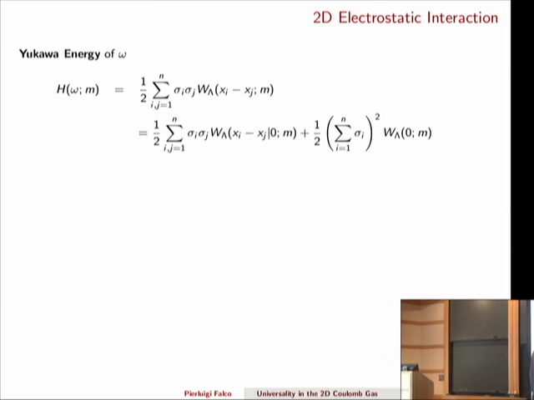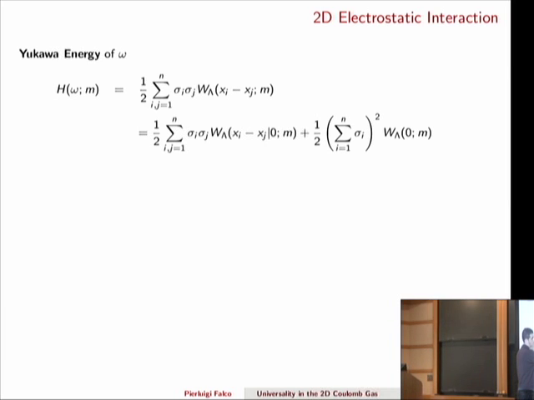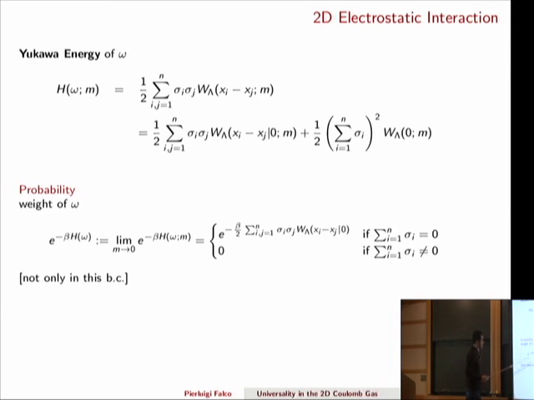This function is divergent if the mass tends to infinity, but it's multiplied by the square of the sum of the charges. So this is the total charge of your system squared. Once you have the energy, the typical way in statistical mechanics to define a probabilistic weight of your configuration is to use the Boltzmann formula, e to the minus beta H, and now you want to take the massless limit.